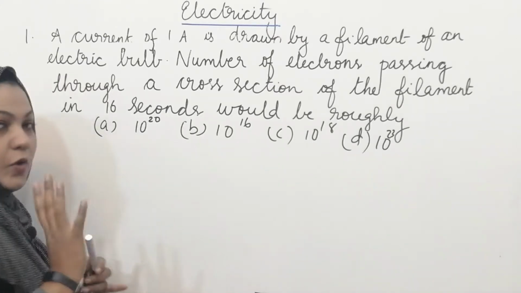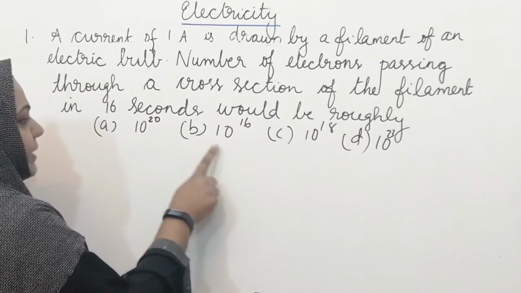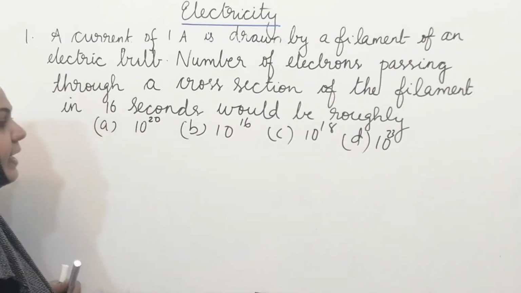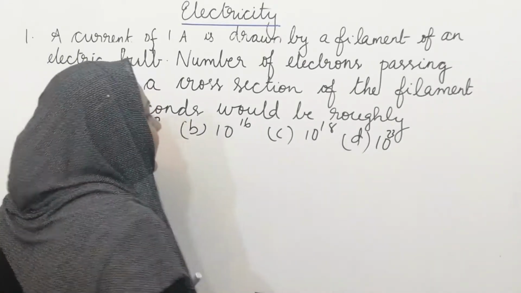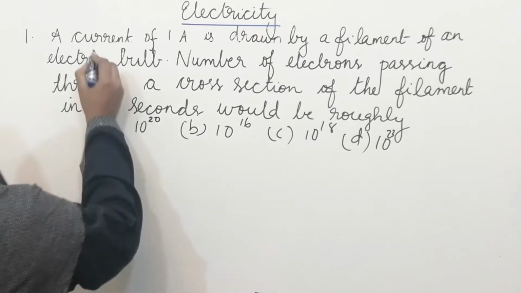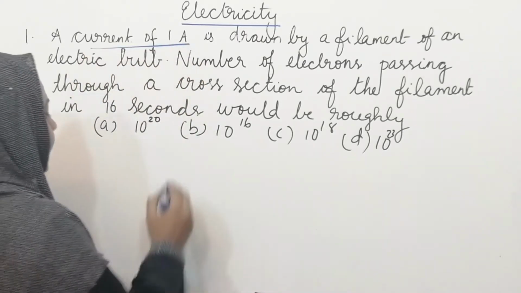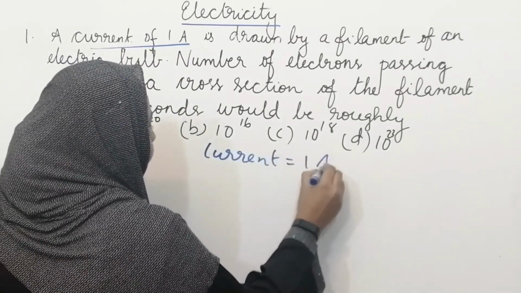There are 4 options for you. First option, 10 raised to 20. Second option, 10 raised to 16, third option 10 raised to 18, and fourth option 10 raised to 23. So now we can write what is given. A current of 1 ampere, so that means current is given. Current is equal to 1 ampere.